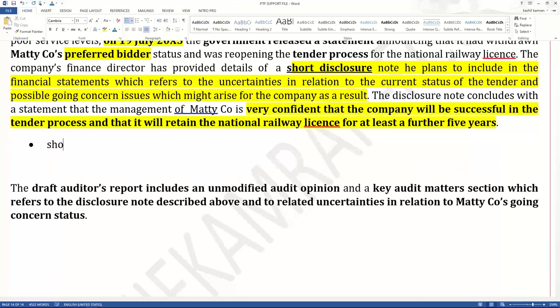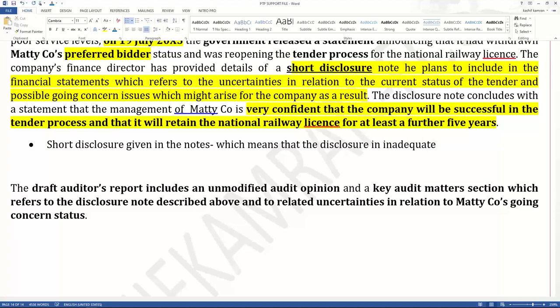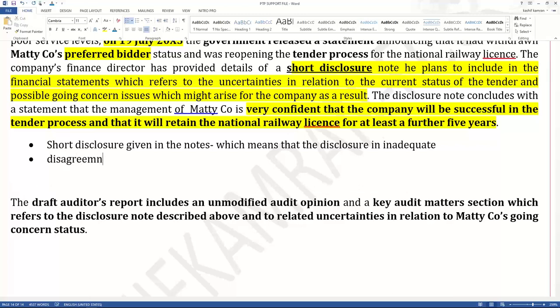Firstly, there was a short disclosure given in the notes, which means that the disclosure is inadequate. So if the disclosure is inadequate, there is a disagreement between the auditor and the management. Will the auditor agree to the inadequate disclosure? Definitely not, so that will mean there is a disagreement between the auditor and the management.